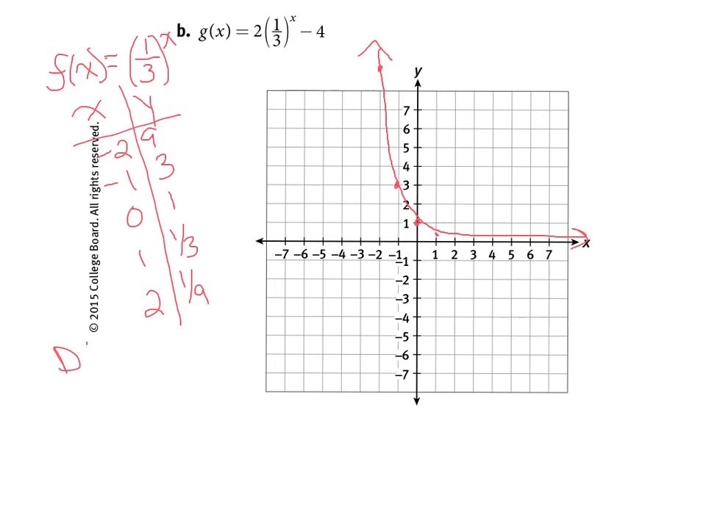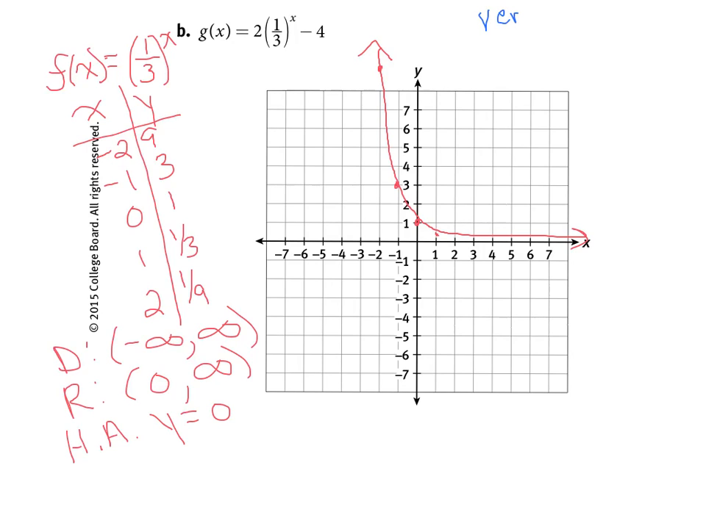The domain is going to be -infinity to infinity. The range is 0 to infinity. And the horizontal asymptote is y equals 0. Now let's talk about everything that's going to change on our new one. That 2 in front, that's going to be a vertical stretch by 2. In other words, all the y values are going to be doubled.